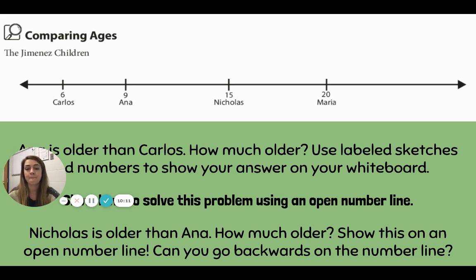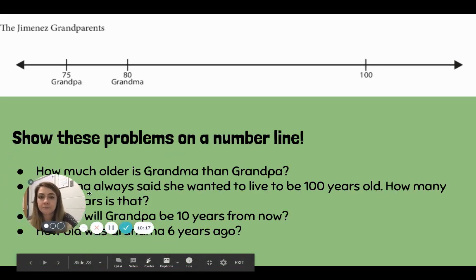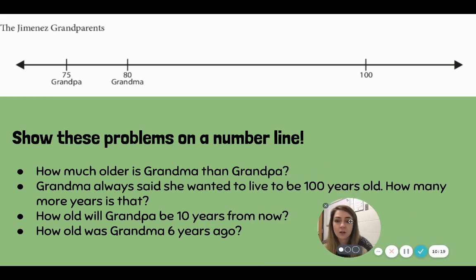All right. Let's see if we can go to the next one. Okay. So now we're going to solve one more. We're going to make our number line look just like this. You guys are doing well. Okay, so these are still the same family.